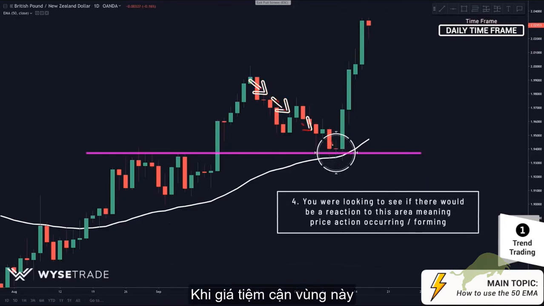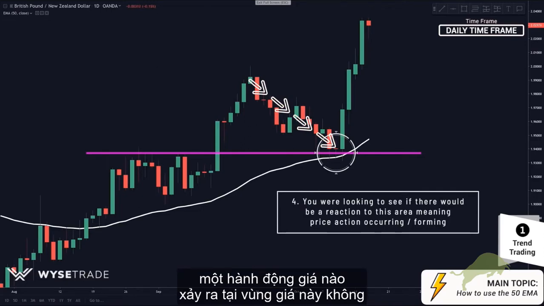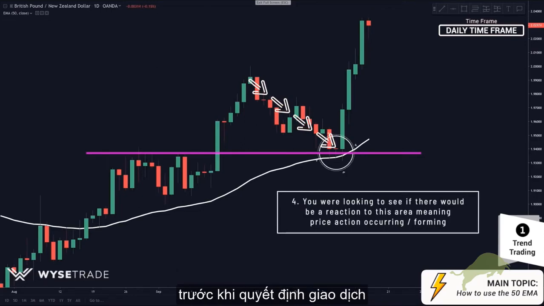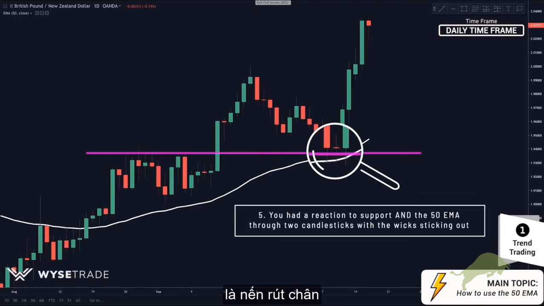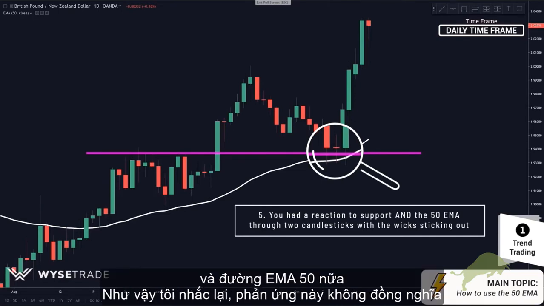Now, as price was approaching this area, you were looking to see if there would be price action occurring at this area before deciding on a trade or not. What you got was two great candlestick formations where the wicks were sticking out and an inside bar, which shows a reaction to the area of support and the 50 EMA.